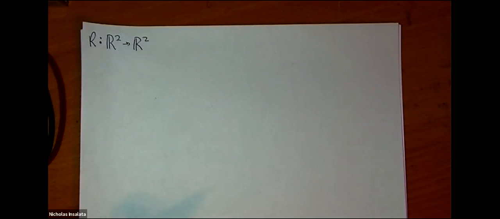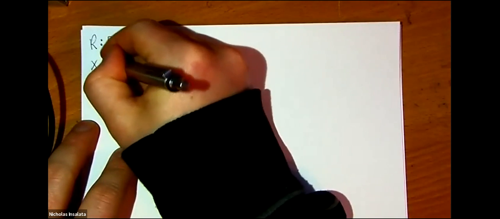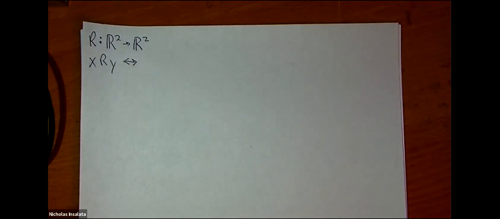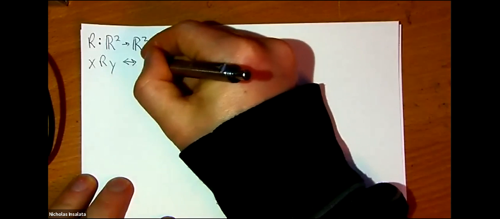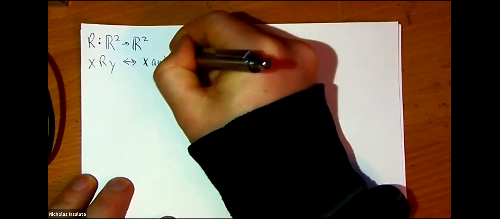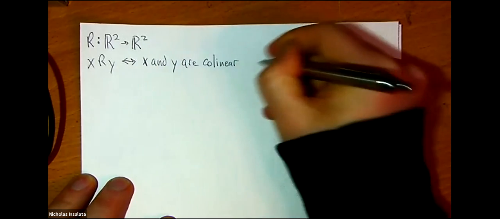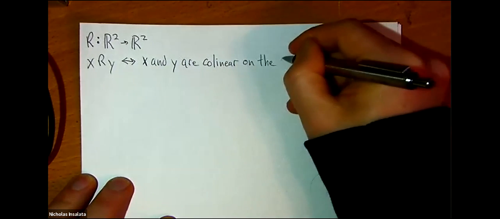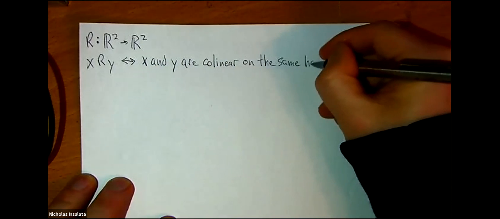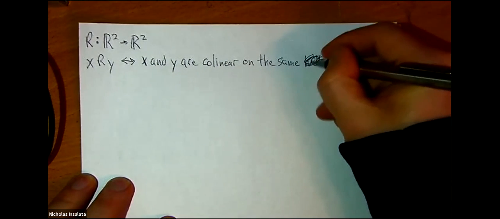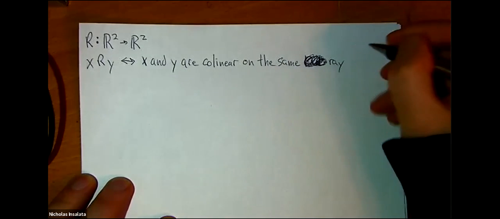Okay, and I want X relates to Y if and only if X and Y lie on the same line emanating from the origin. X and Y are collinear on the same, your book says half line. It's like a ray. No, I'll just call it the same ray. It's a better term for it. From the origin.